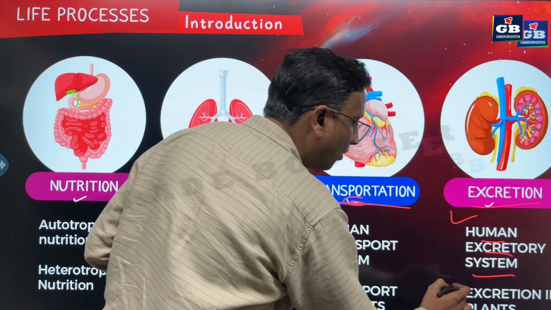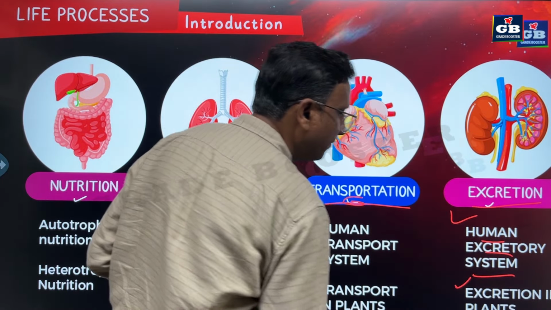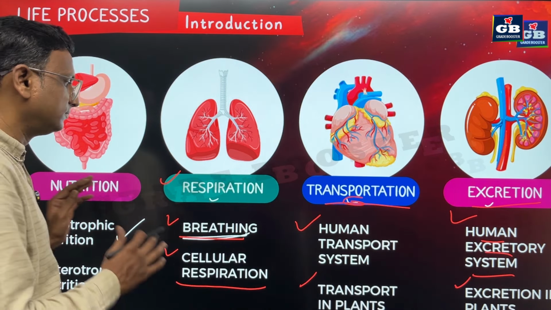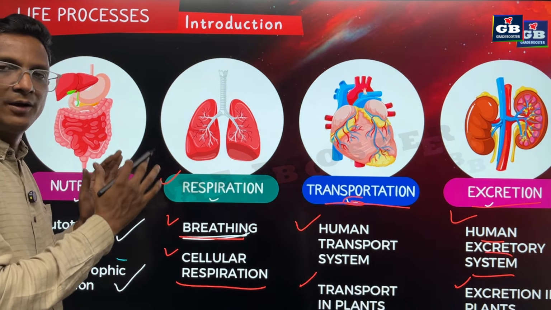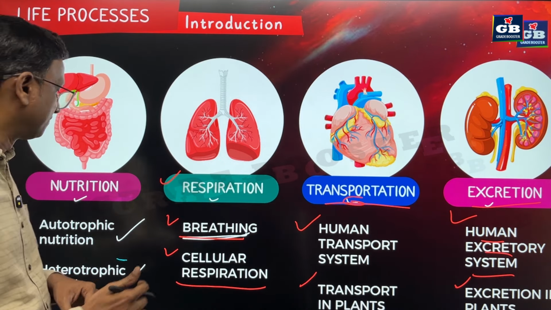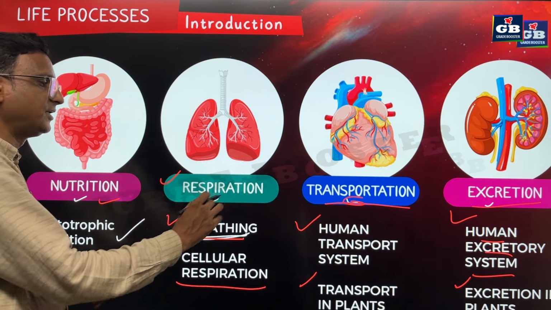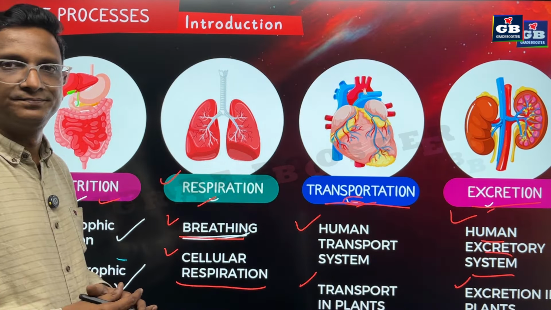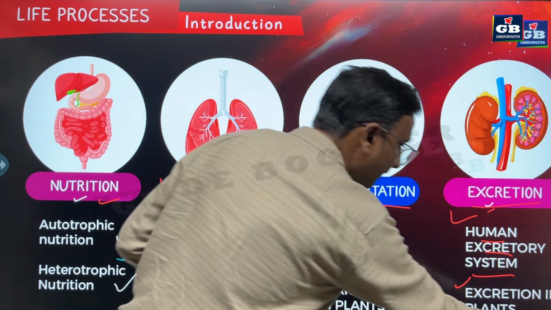We also study excretion in plants. So these are the basic life processes topics that we are going to study in this chapter: nutrition, respiration, transportation and excretion. Right, children? Next.